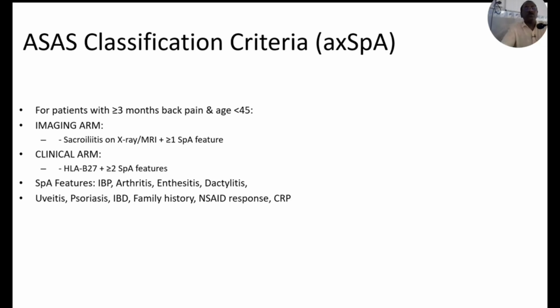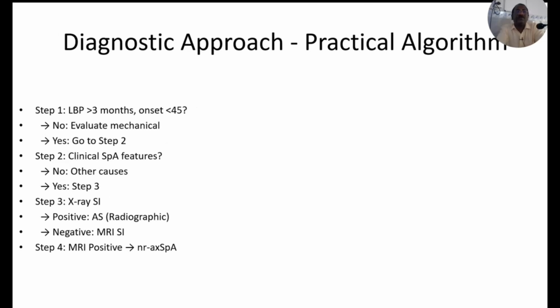So this criteria for patients with more than 3 months backache and age less than 45, in the imaging arm, sacroiliitis on the X-rays or the MRI plus one feature of spondyloarthropathy. Whereas in the clinical arm, HLA-B27 positive with two spondyloarthritis features. So what are the spondyloarthritis features? Your IBP, inflammatory back pain, arthritis, enthesitis, dactylitis, and uveitis, psoriasis, etc. So it is not that difficult to diagnose ankylosing spondylitis. If you know these features, definitely from tomorrow onwards, you can diagnose ankylosing spondylitis or spondyloarthropathies.